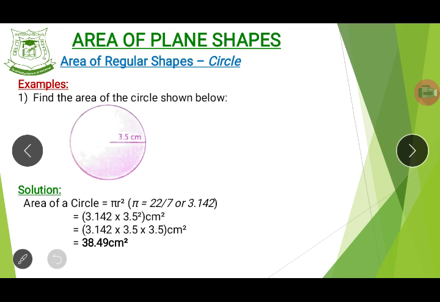Now take a look at this example. It says, find the area of the circle shown below. The circle has a radius of 3.5 centimeters, right? So what is the formula for the area of a circle? The formula for the area of a circle is pi r squared, right?